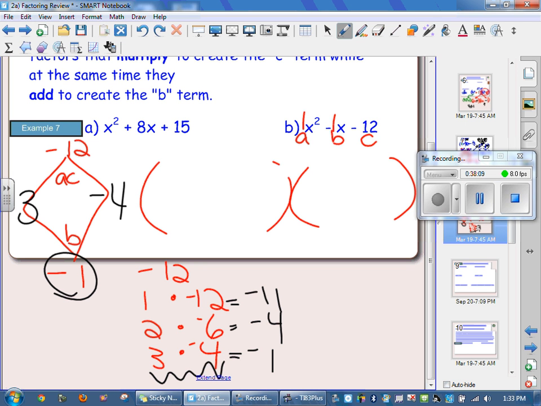What's missing? The plus sign. Good. You have to put that plus sign there. Okay? The negative sign belongs with the 3. Or sorry, with the 4. Because -4 plus 3 gives you the -1.